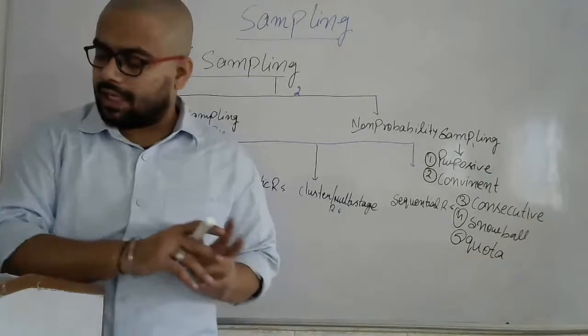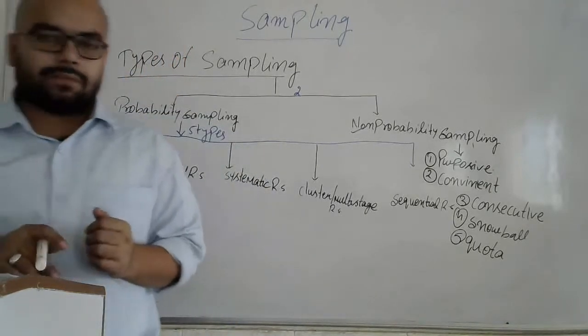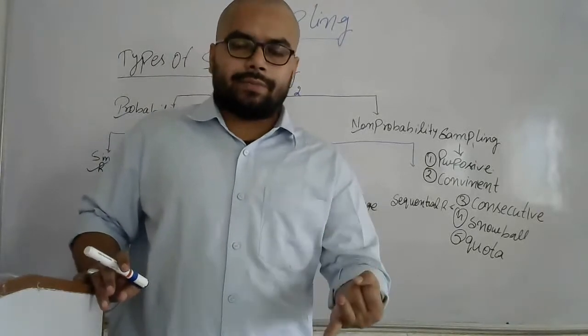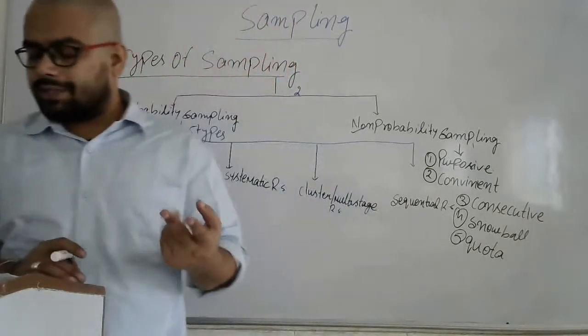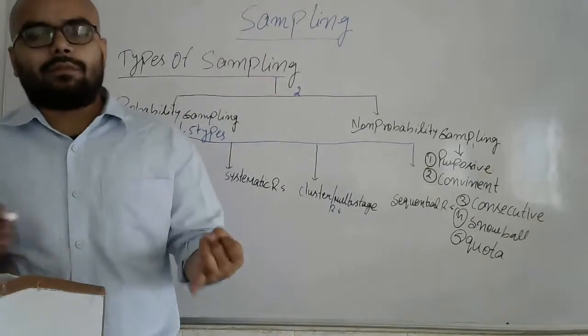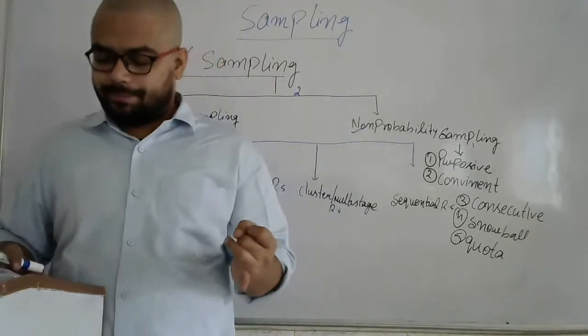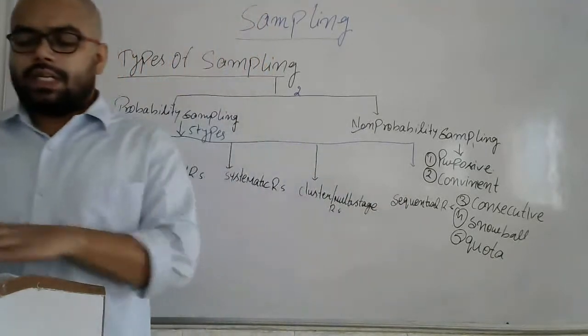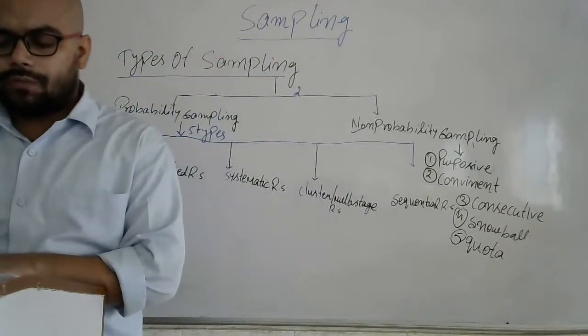Second one is the different types of simple random sampling. These are the lottery method, coin method, use of the random numbers, and next one is the computer assisted random sampling.